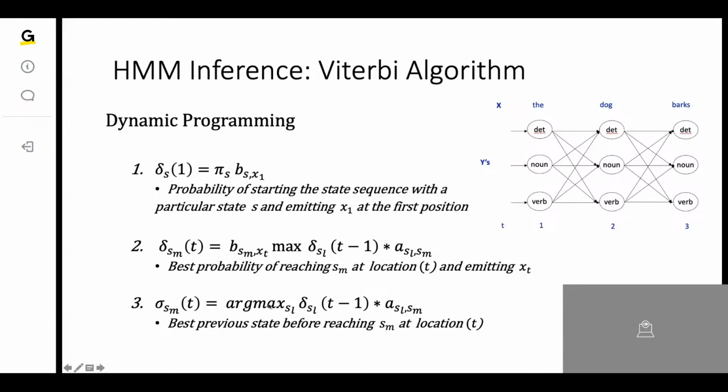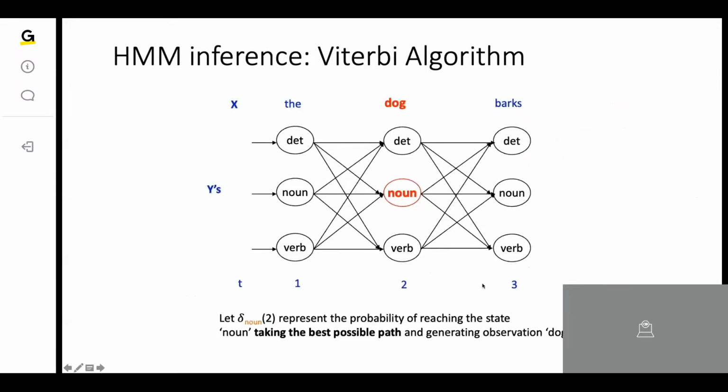And in order to decode the best possible sequence, similar to the backtracking pointer in dynamic programming, here we use psi to backtrack the best possible state sequence, which is the argmax over S', which keeps track of what is the best possible previous state. Let's try to understand this with an example. Let's try to decode the hidden states for the example which we considered, the dog barks.